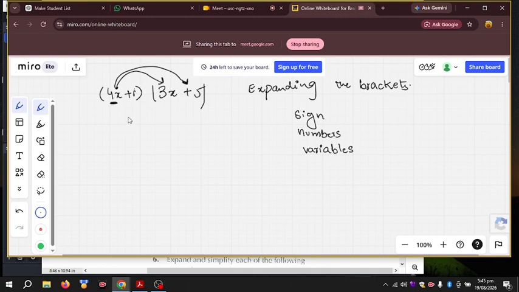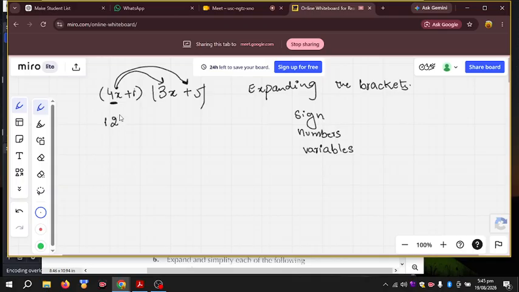Okay, so first you have to multiply the sign with 4 and with 3. There is no sign written, so when there is no sign written, it means that a plus sign is there, right? So plus plus is plus. When you multiply a positive sign with a positive sign, you will get a positive sign. Then you will multiply the numbers which are 4 and 3. So 4 times 3 is 12.